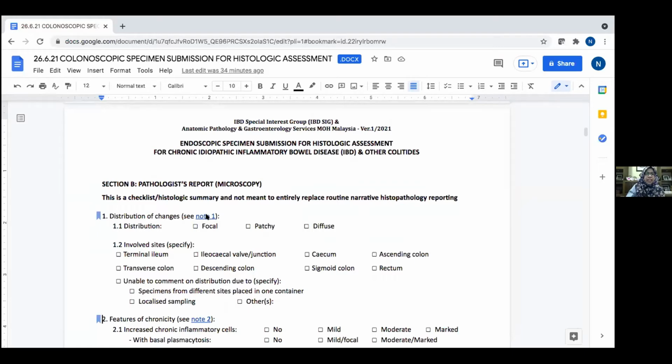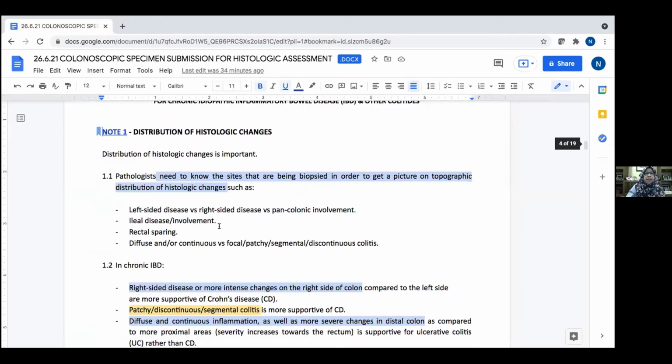notes. So regarding distribution of changes, now, it is very important for us to know the sites that are being biopsied so that we know which segments are involved, be it inflammation or any changes at all present in the mucosa, and so that we can decide whether, if the patient has such changes, it's a left-sided disease or a right-sided disease, or whether it's pancolonic involvement, whether there is ileal disease confined to the terminal ileum, or there is ileal involvement together with involvement of other parts of the colon, whether there is rectal sparing, and whether the disease is diffuse or continuous versus focal, patchy, segmental, or discontinuous colitis.